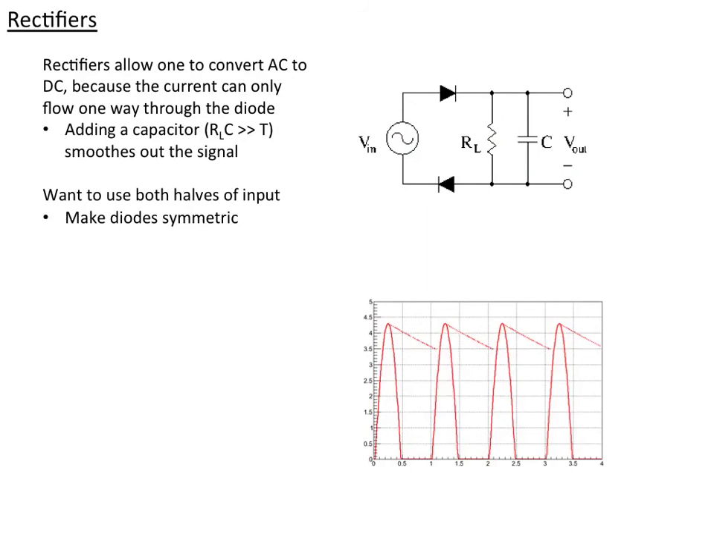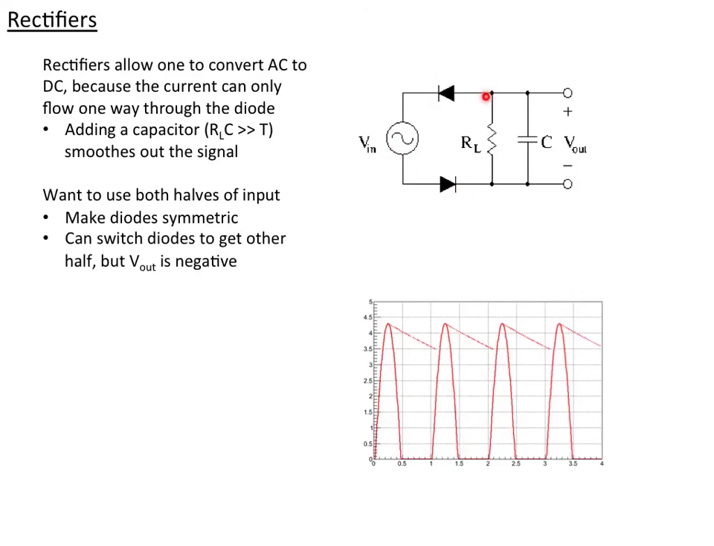Now, if we use both halves, all I have to do is put another diode in the return path. Now I can get current going this way. Here I just put two diodes. They both work the same way. I get two diode drops. But now I need to have this pair work in the other direction as well.